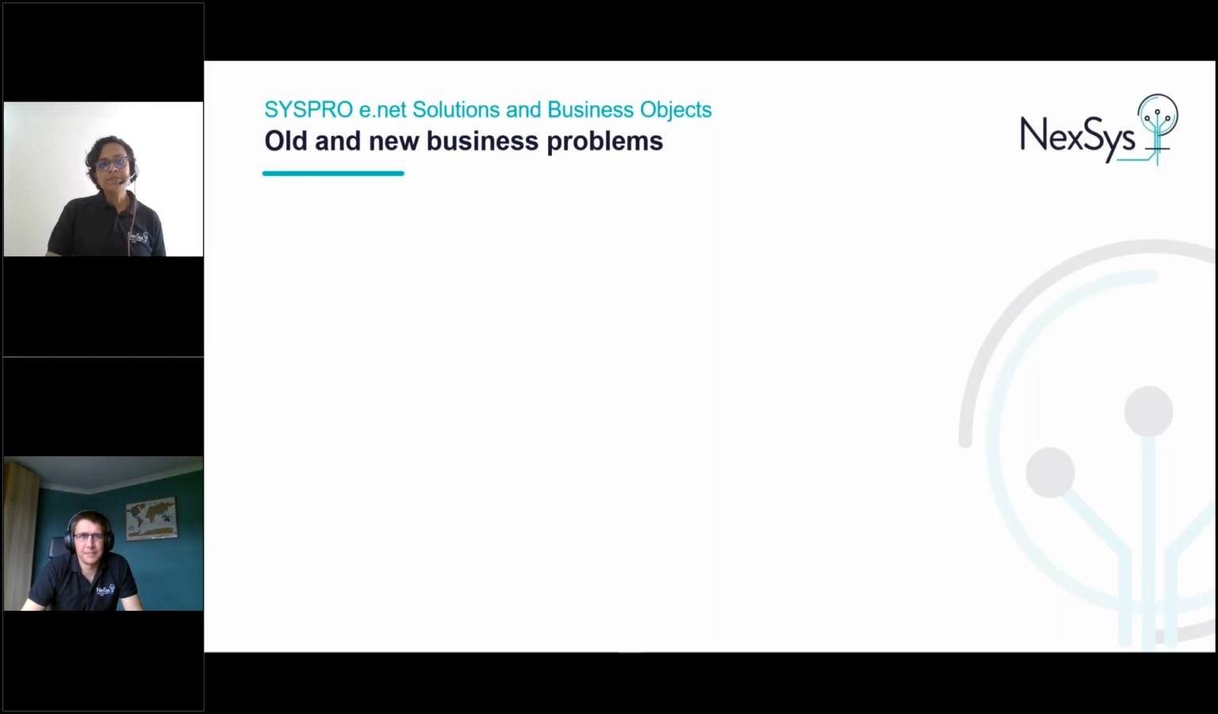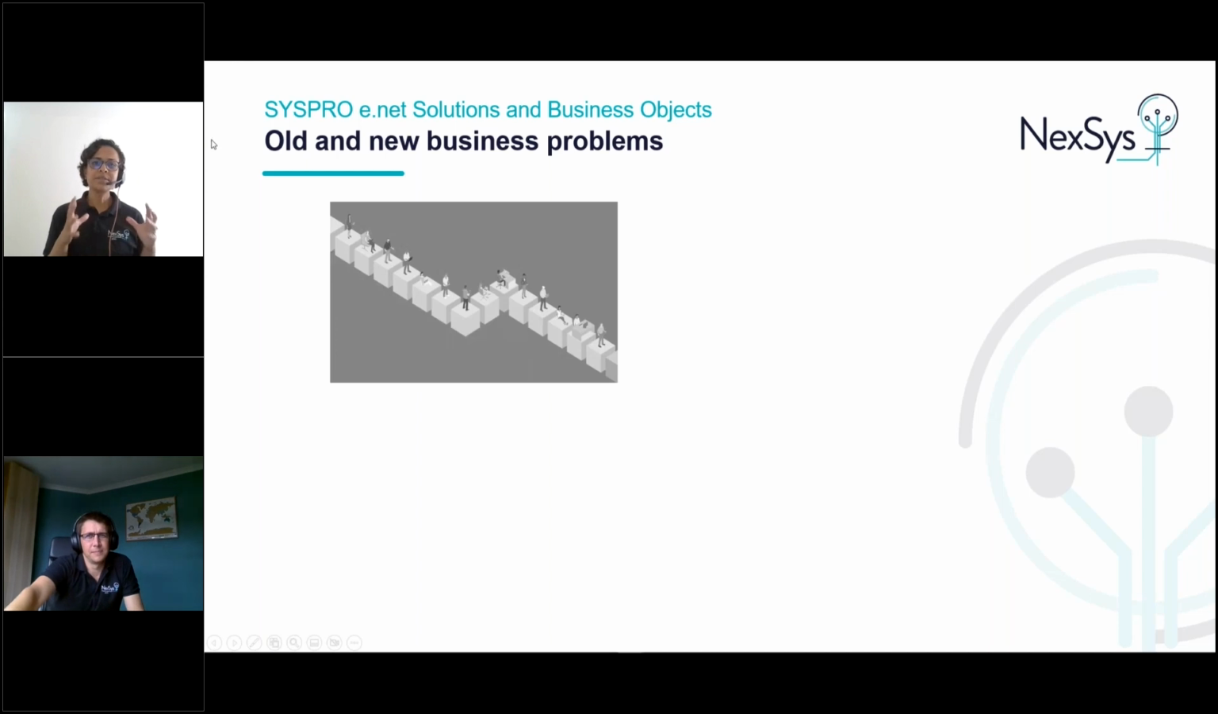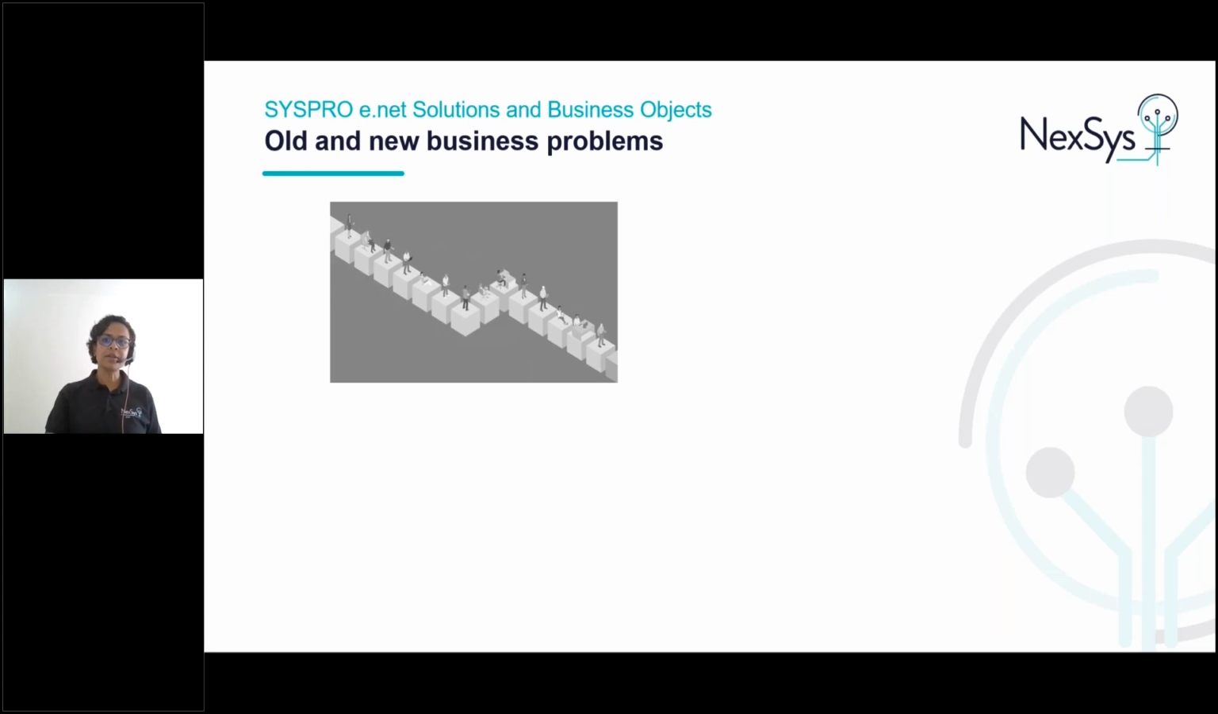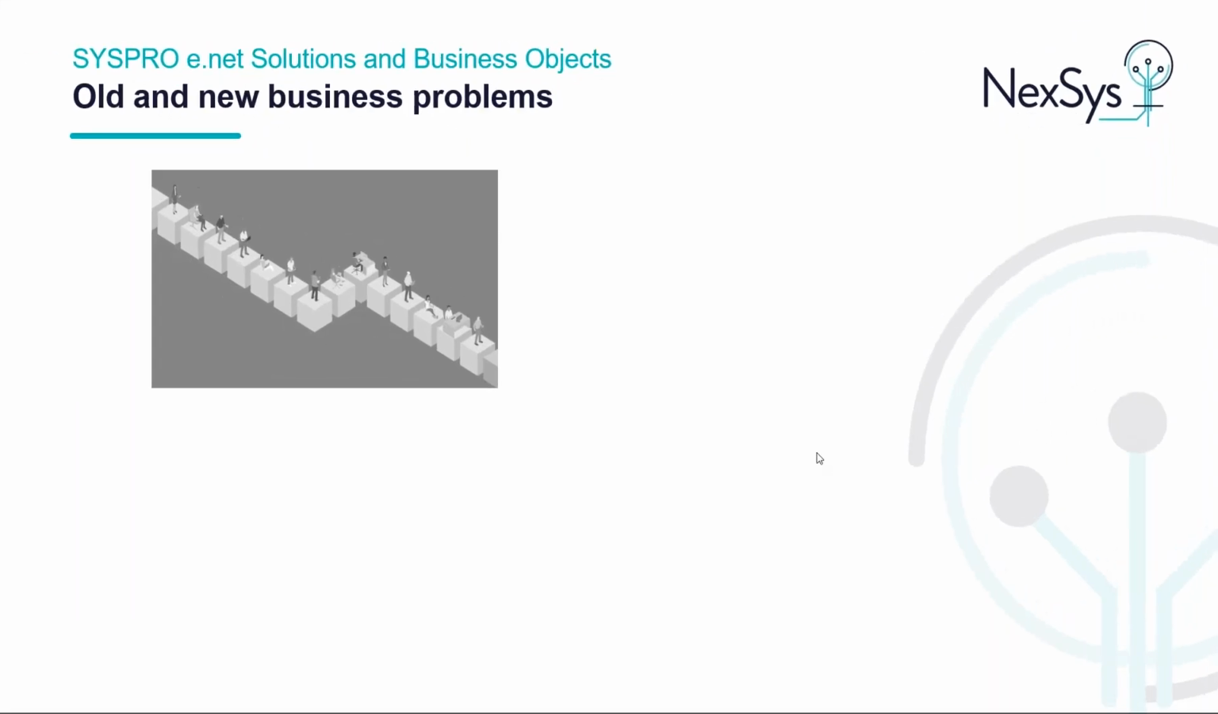So before we kick off, I want to talk a little bit about some of the business problems. And they're old, they're new. Fundamentally, we've got businesses with individual business units. Lots of things going on within individual businesses. This probably is similar to what you're working on. You might have engineering. They're busy entering CAD drawings. That's not feeding into Syspro.